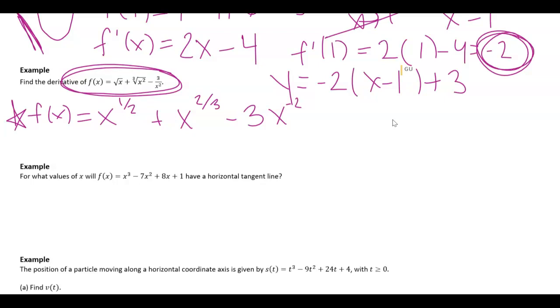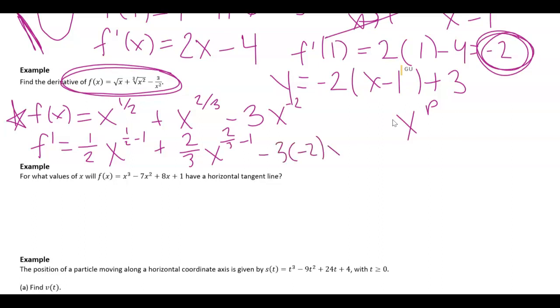Now that I have a power, x to that power, I can bring the power down and then subtract 1 from the exponent. I can bring the power down and subtract 1 from the exponent. I can bring the power down and subtract 1 from the exponent, so that's negative 3.